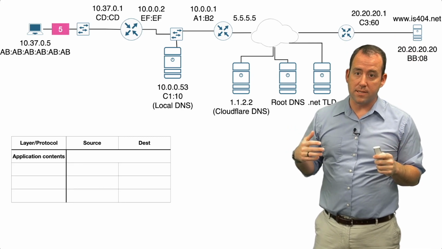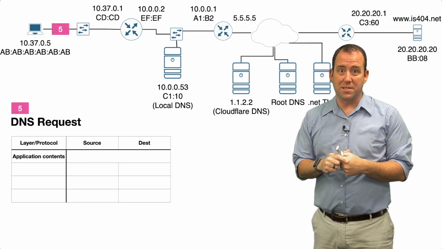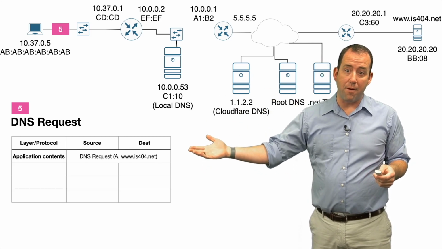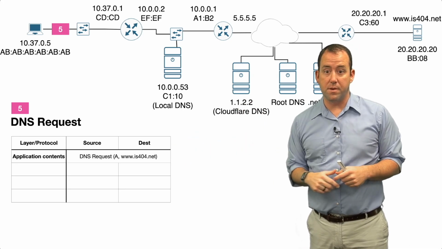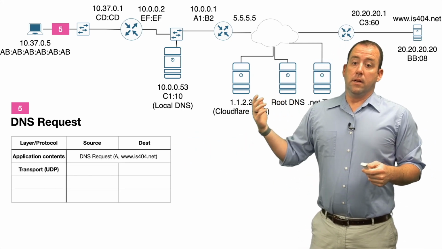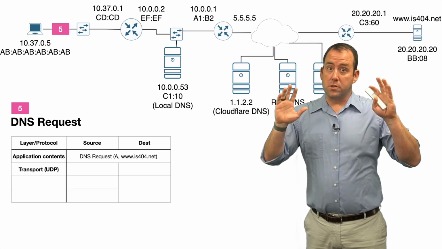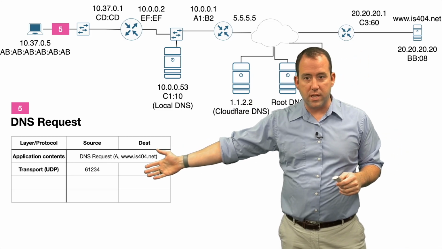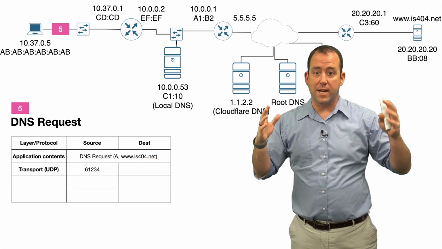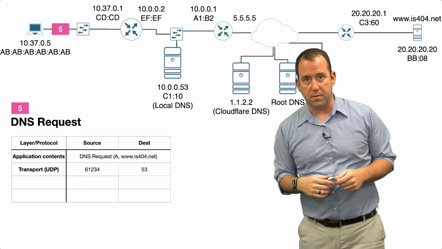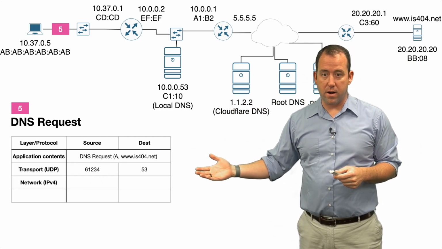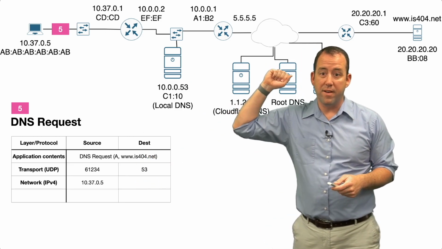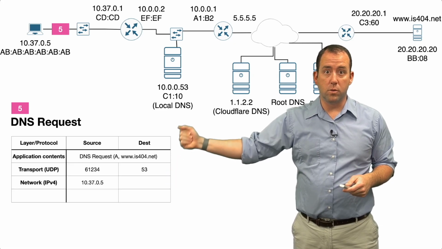So we typed in the address, so we're going to put together our packet, our DNS request. And that packet is going to be a DNS request that says, I want the A record, or the IP address record, for www.is404.net. DNS uses UDP, mostly, not always, but we're going to use UDP as our example here, and we're just going to choose a source port. Remember, it comes from that dynamic range, and it goes to port 53. Great. We have our network address, which comes from our address of 10.37.0.5, and it goes to where? Where is it going to go?